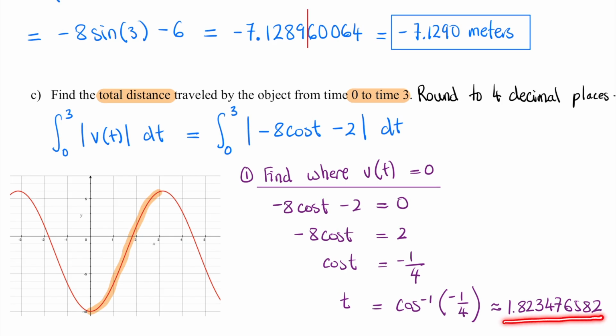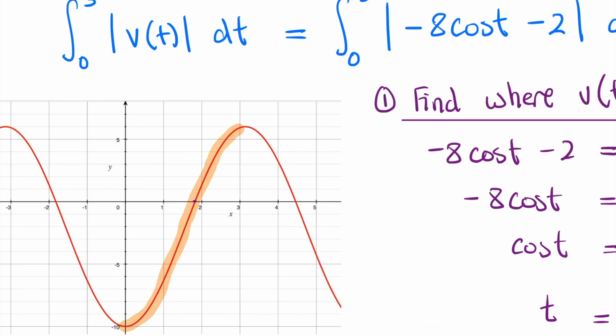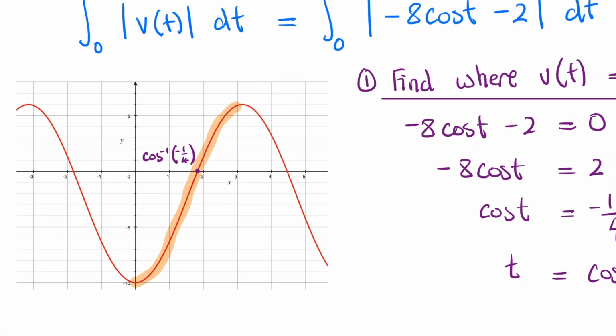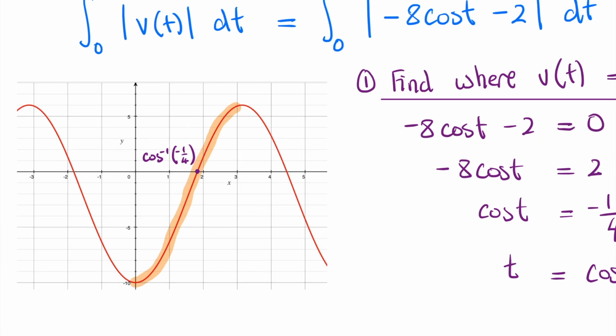I'm not rounding this number because this is not my answer yet. I need to use this number for further calculation. So I either use this long number or use the exact value cosine inverse of negative 1/4. So the integral from 0 to cosine inverse of negative 1/4 is negative. And the integral from cosine inverse of negative 1/4 to 3 is positive.